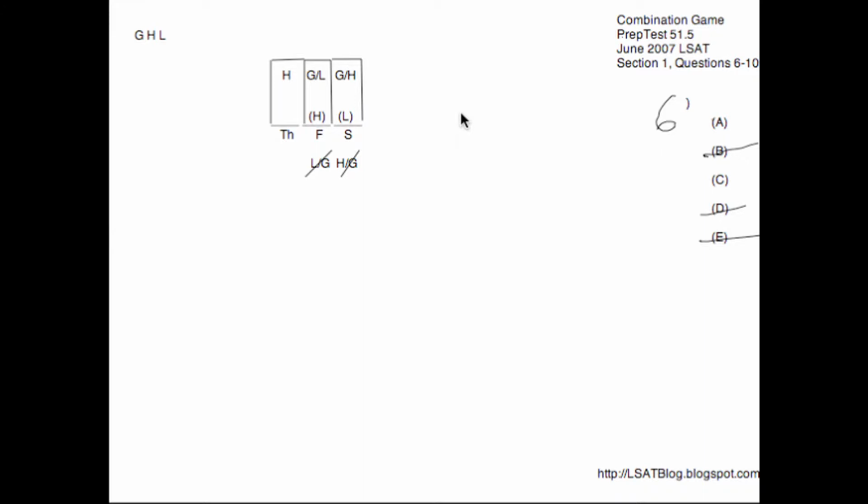So you might get a little bit frustrated at this point if you feel like we've cycled through all the rules, but we still have 2 choices remaining.